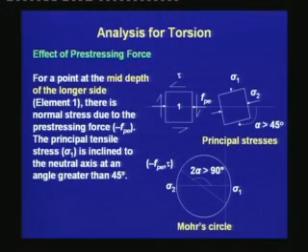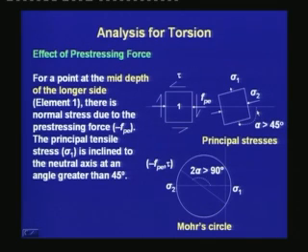For a point at mid depth of the longer side, which is denoted as element 1, there is normal stress due to the prestressing force, which will be denoted as FPE. Thus, the difference between the previous case of pure torsion and pure torsion along with prestressing force is that the element at the mid depth of the long side has not only the pure shear due to the torsion, but it also has the axial compression due to the prestressing force.